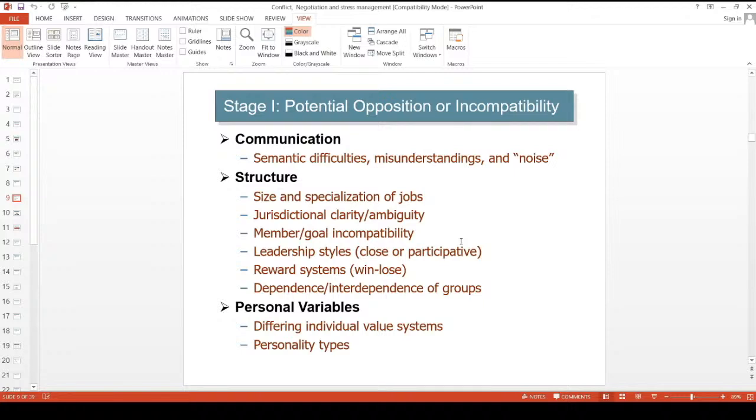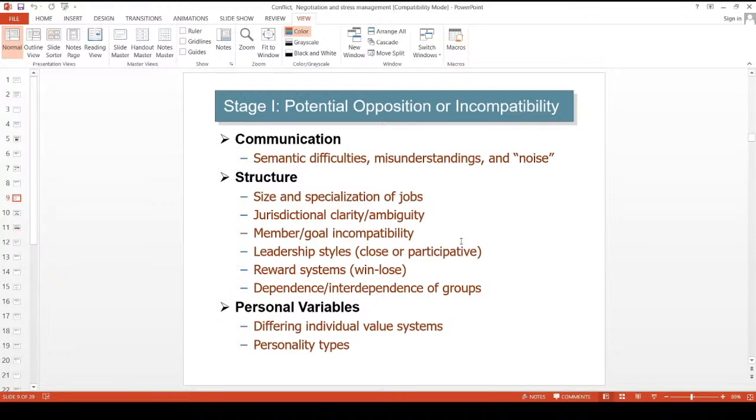Similarly, a close style of leadership increases conflict potential. You know, there are different styles of leadership. If your leader is not participative and has a very close style of leadership, then there will be more chances of conflict.